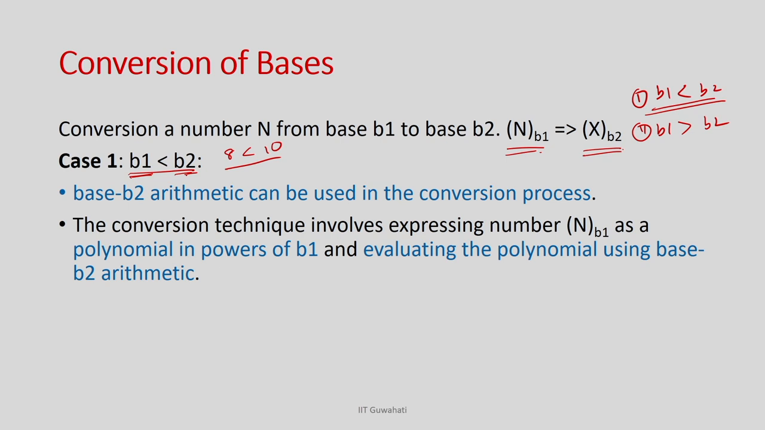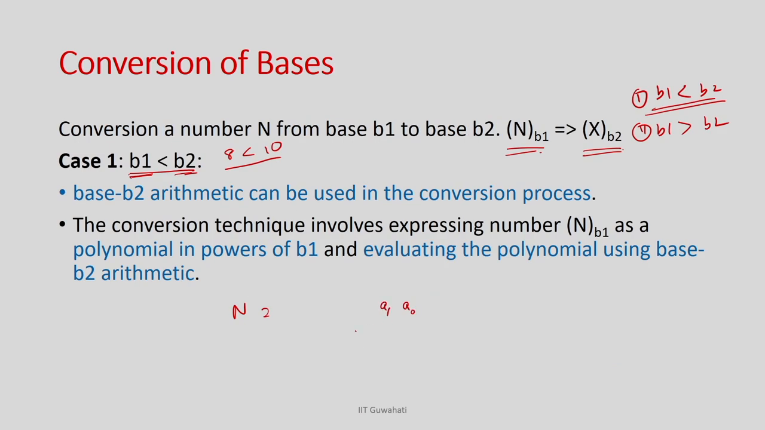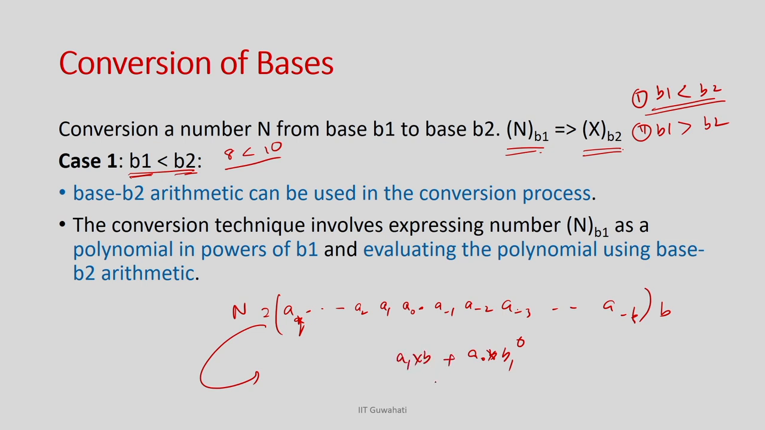So, this is what it says: whenever your base b1 is less than base b2, I will represent this number n. It may be a number like the same one I have taken here, a0, a1, a2 up to ak, and then there is a fraction part, a minus 1, a minus 2, a minus 3 up to a minus p, and this is some q. Once you have this, I know this is in base b1, and the corresponding equation in summation form is a0 into b1 to the power 0 plus a1 into b1 to the power 1, because this is in base b1.